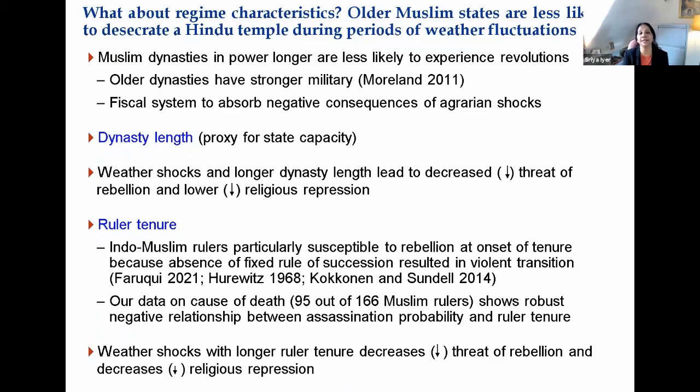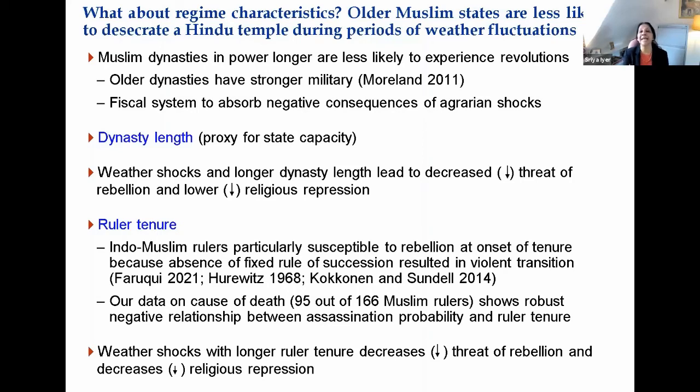Now, in addition to that, there may be other things you're thinking of that would affect temple desecrations. And one of those is regime characteristics. It could be that Muslim dynasties who were in power for longer were less likely to experience rebellions and revolutions, partly because, as Moreland, who's a historian of India, has commented, older dynasties tend to have a stronger military force, and they may also have a better fiscal system to absorb the negative shocks or negative consequences of agrarian shocks.